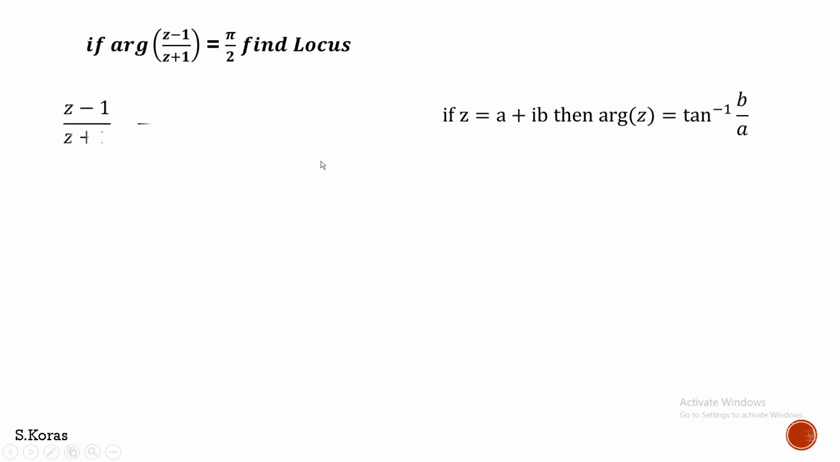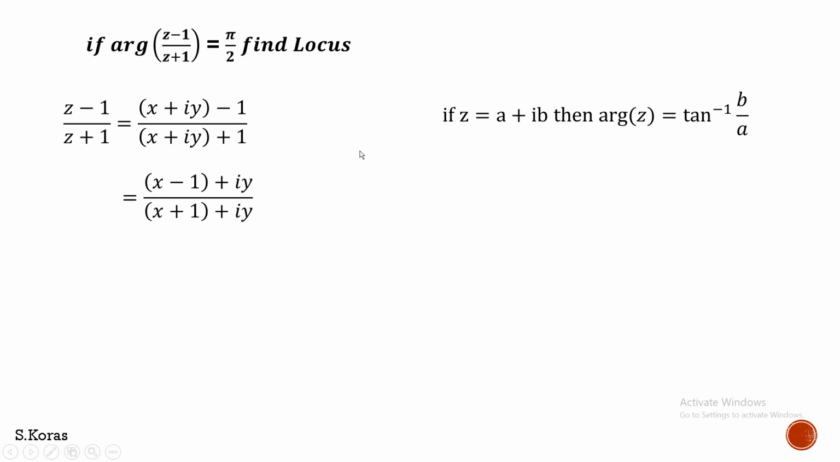So first let's try to simplify only this part, that is z minus 1 by z plus 1. For z we have written x plus iy. For this z also the same, x plus iy minus 1, and for this plus 1. Again the same way, let us bring real parts together and imaginary parts together. If you simplify this, you'll get x minus 1 real part plus i into y imaginary part. The denominator, the real part, is x plus 1 plus iy, that is the imaginary part. As you know very well, we should not keep i in the denominator, so let us multiply the numerator and denominator with the conjugate.